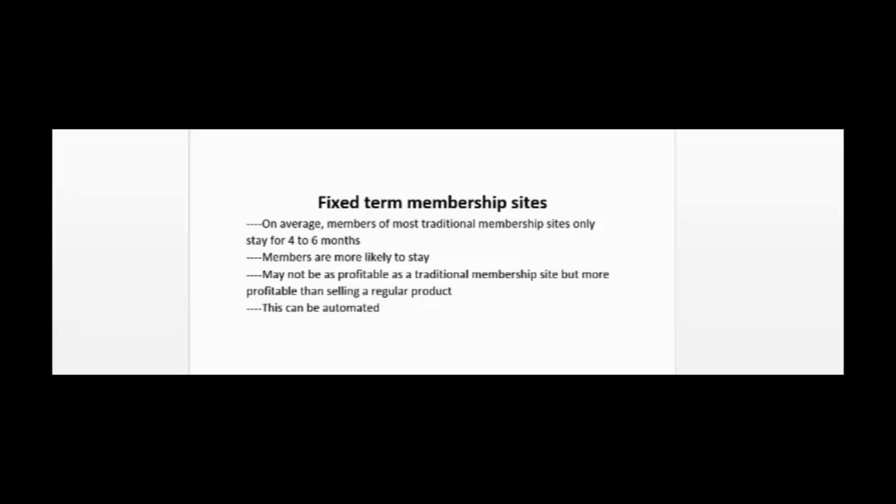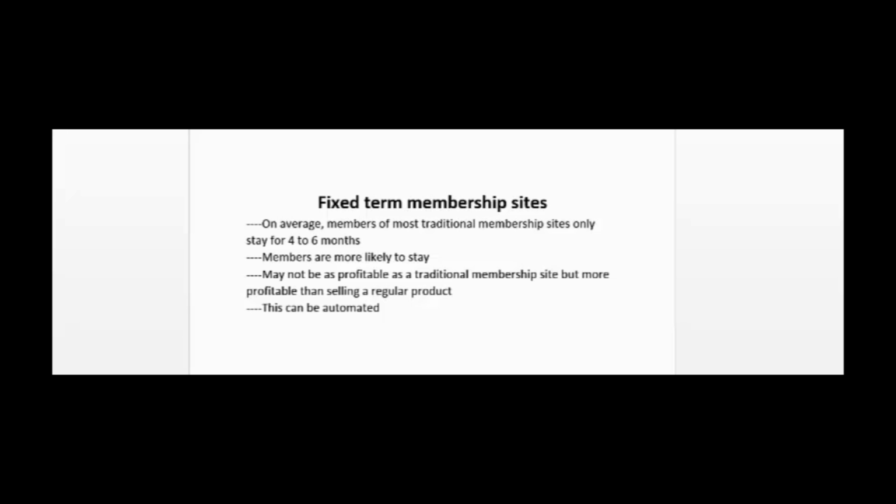Why not just get a traditional membership site where you get paid forever or as long as members stay? But the problem is that a lot of members do drop out of the traditional membership sites. On average, members only stay around 4 to 6 months. That's average, okay? Depending on the quality of the content and the type of content. My traditional membership site, I've got members that have been there for years, so I'm getting paid every month from them for years. So don't think that just because I said on average they stay for 4 to 6 months means that they're going to drop out after 4 to 6 months.